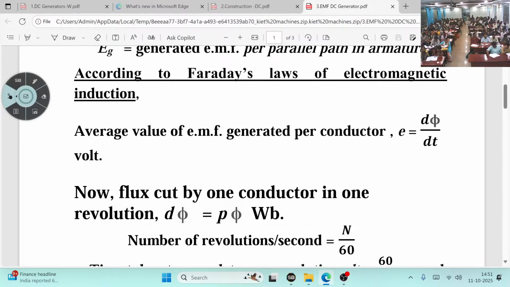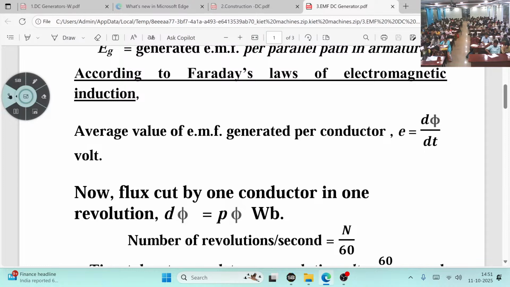Now the flux cut by this one conductor in one revolution is P times. So P into phi. Flux is available, but in one revolution how many times is it cut? 1, 2, 3, 4. Four times it is cutting. For example, if 4 poles are there, 4 times. If 10 poles are there, 10 times. If P poles are there, P times.